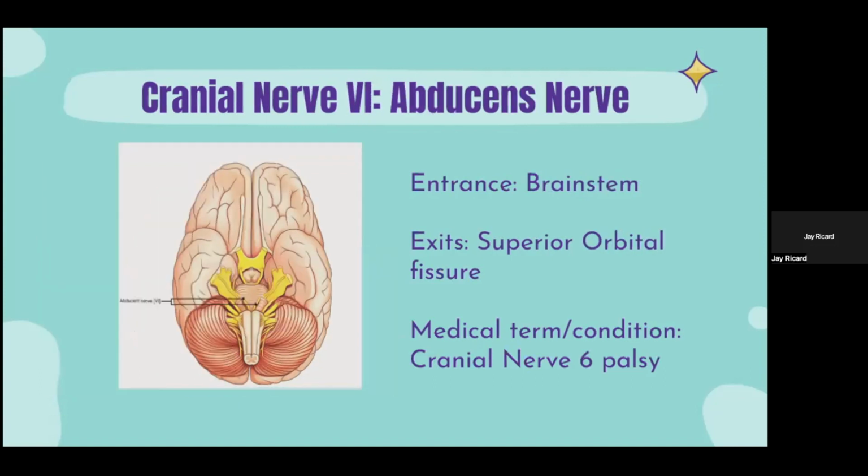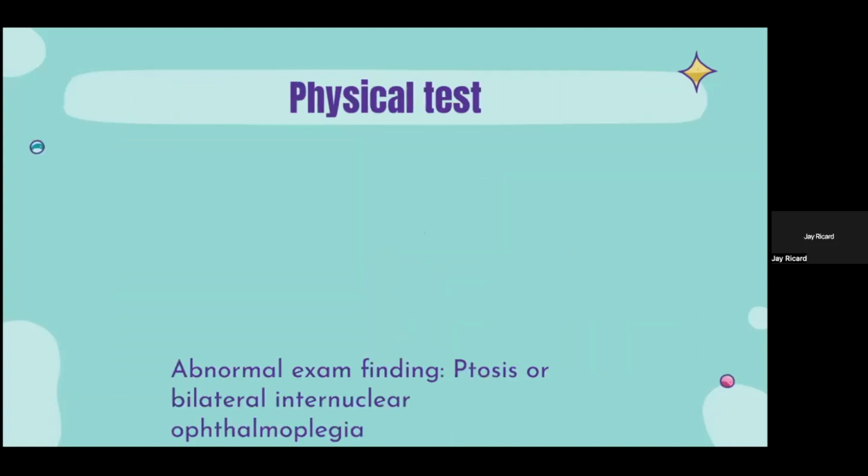And then cranial nerve 6 is the abducens nerve. Its entrance is through the brainstem. It exits through the superior orbital fissure. And the medical term or condition for this is cranial nerve 6 palsy.